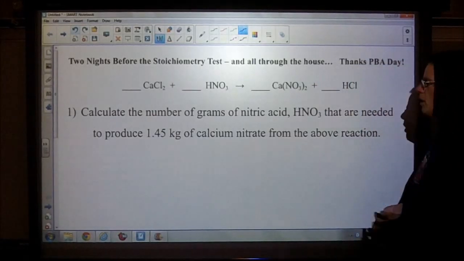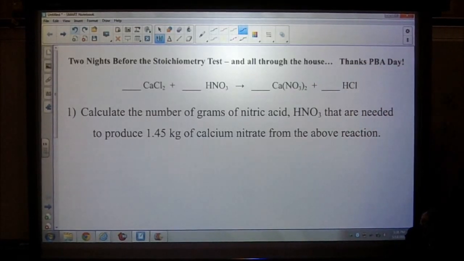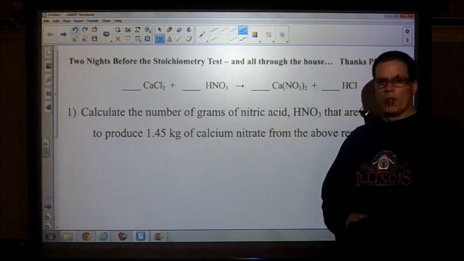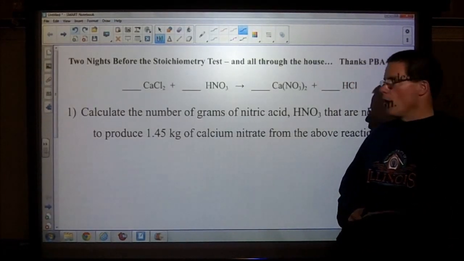Number 1, it says calculate the number of grams of nitric acid that are needed to produce 1.45 kilograms of calcium nitrate from the above reaction. So make sure, again, you're going through the 4 steps, and always be talking to yourself through these 4 steps. Step 1, write a balanced equation.